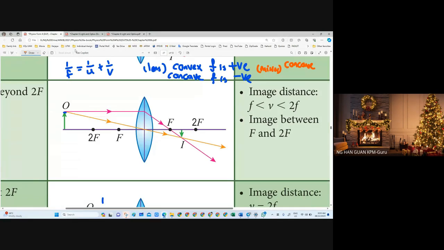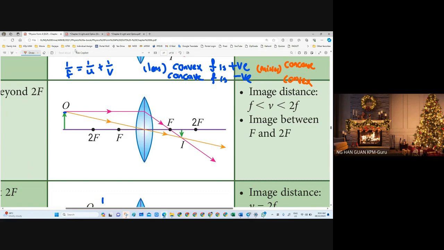And the F negative referring to the convex mirror. So for the mirror, F is positive for concave, but for the lens, F is positive for convex. So you just need to remember it once. The other one will be inverted. So just find a way to remember about the F positive or negative.